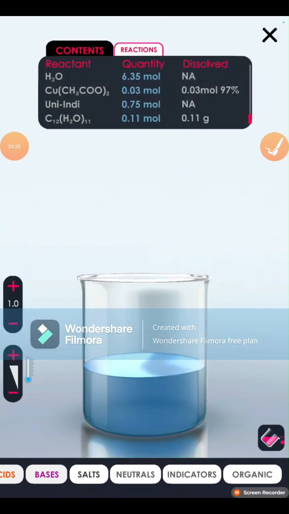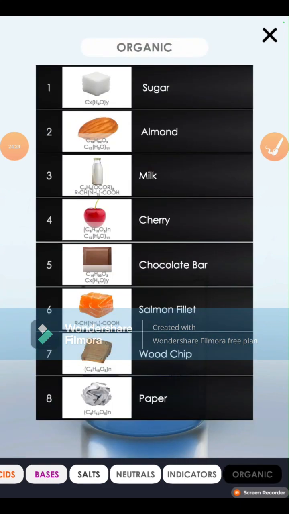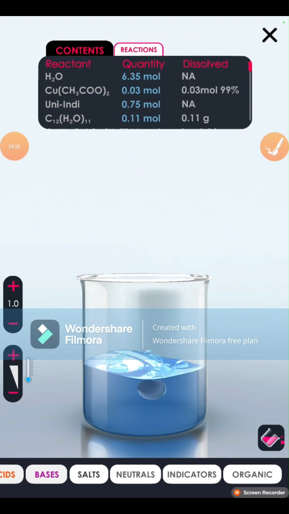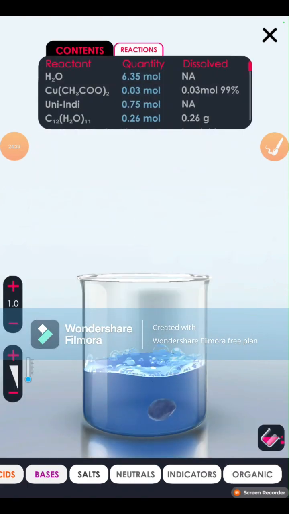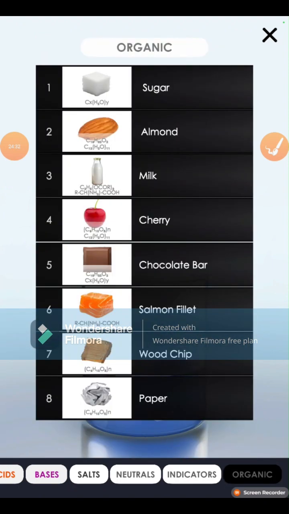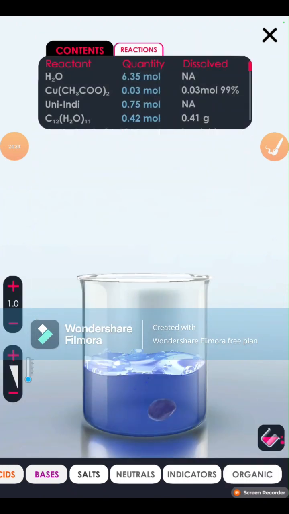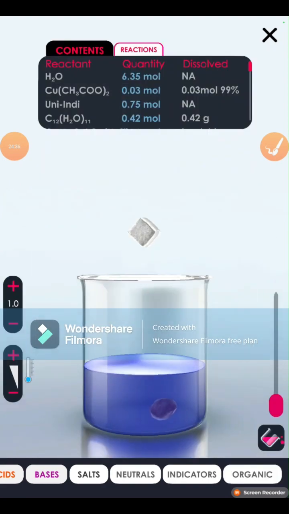As you can see, it has changed color and turned basic. To tell why it has changed, I must put in more sugar. What has dissolved? It is changing to base.